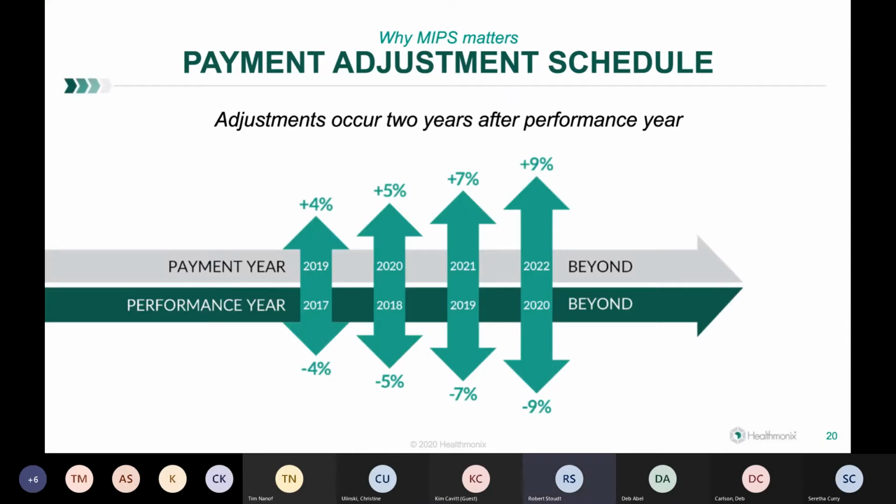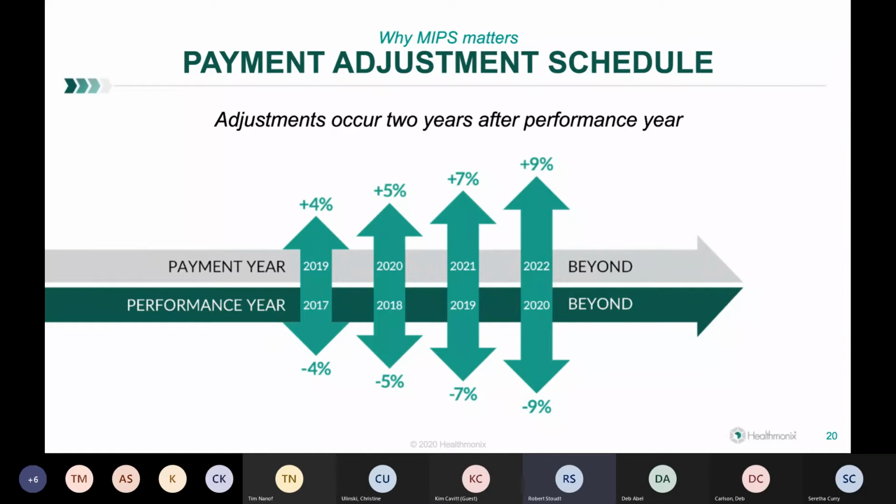And this slide will go over what the payment adjustment is after 2 years. So right now we're in 2020. That's the performance year that we're in. You would see an adjustment to your payments in 2022. So this is 2 years retroactively that it gets applied.